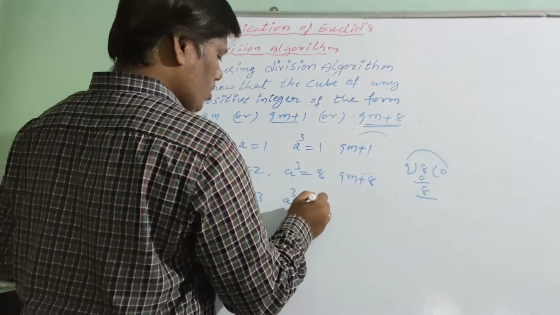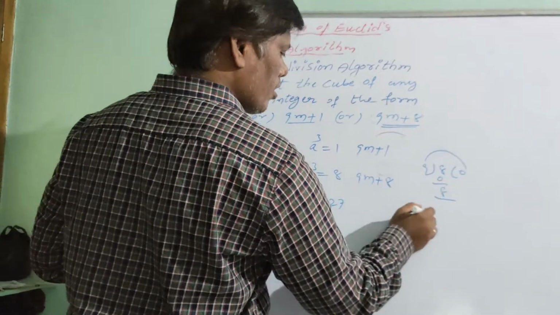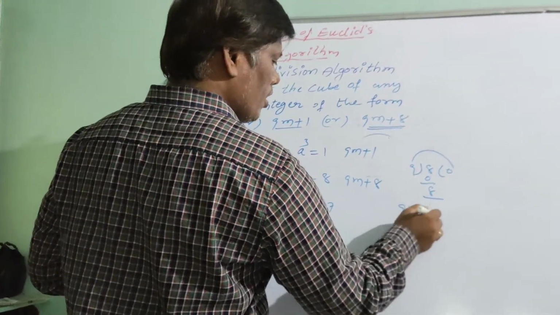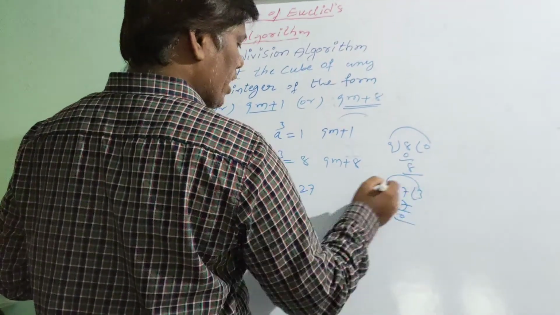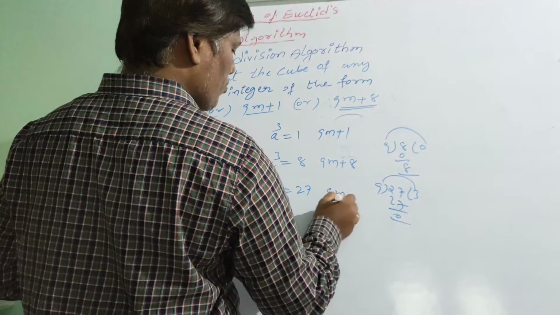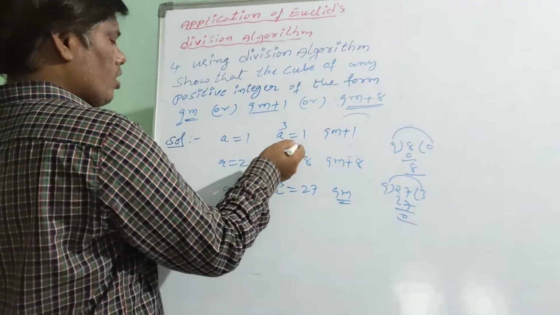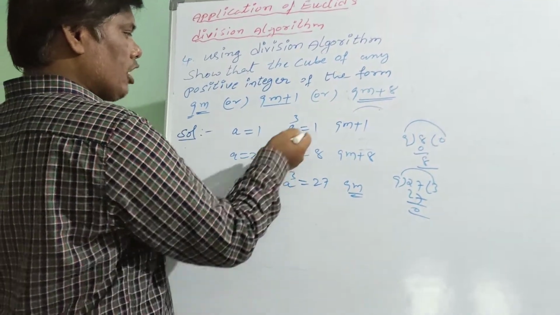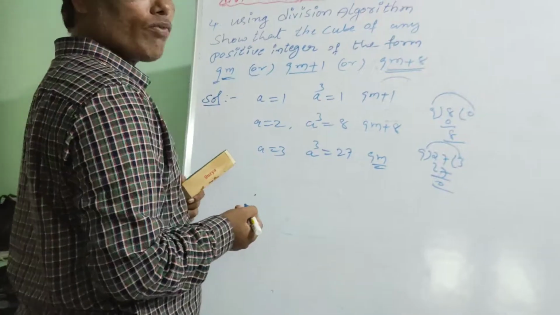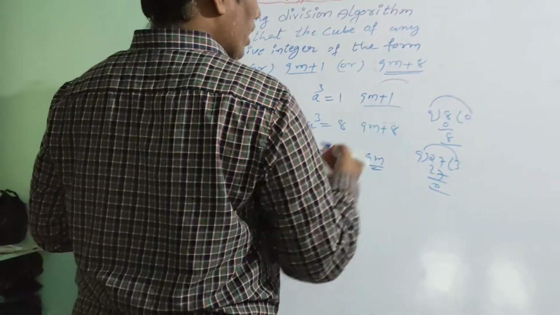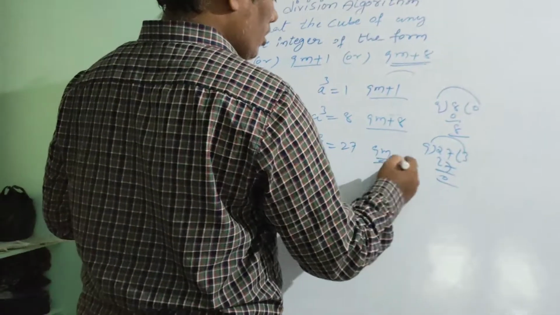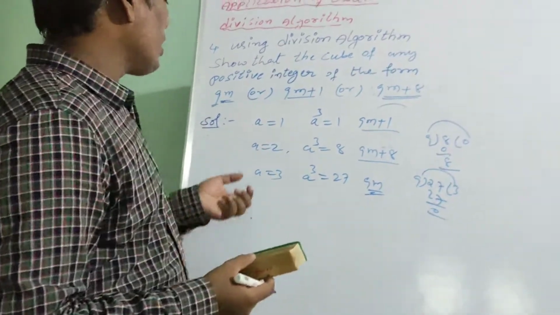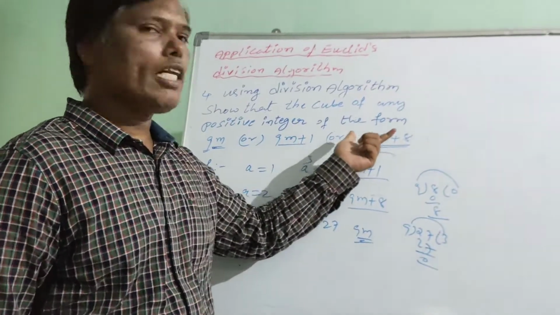Like that, let us take a is equal to 3 and find a cube. 3 cube is 27. In which form is it? 9 3s are 27, so the remainder is 0. That is, it is in the form of 9m plus 0, or 9m. So if you take the positive integers 1, 2, 3, their cubes are 1, 8 and 27. 1 is in the form of 9m plus 1, 8 is in the form of 9m plus 8 and 27 is in the form of 9m. So we are getting the forms 9m, 9m plus 1 and 9m plus 8.